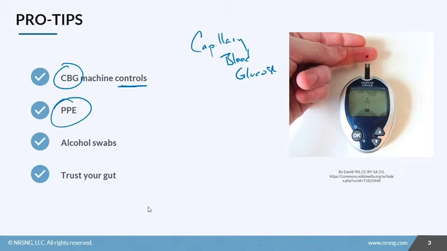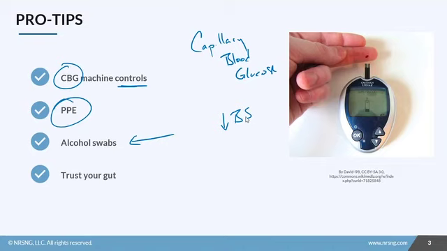One other thing that I want you to keep in mind is that when you're doing blood sugars, you're always going to use alcohol swabs to clean the finger. An important thing to remember about the alcohol swab is that if the alcohol touches the blood, it'll actually decrease the blood sugar number. It artificially decreases that blood sugar.